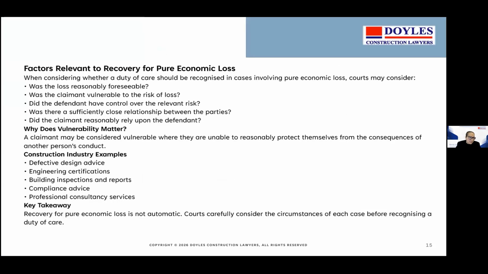The factors relevant to recovery of pure economic loss. The courts weigh foreseeability, vulnerability and control, proximity, and reliance. Recovery is never automatic, and vulnerability is often a deciding factor. These factors are not a checklist, but they help explain why some claims succeed while others fail.